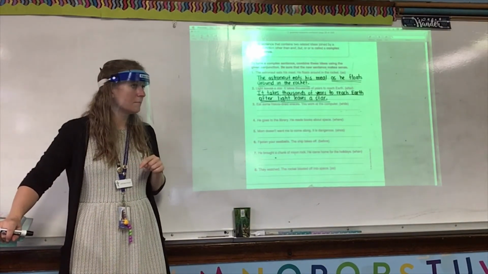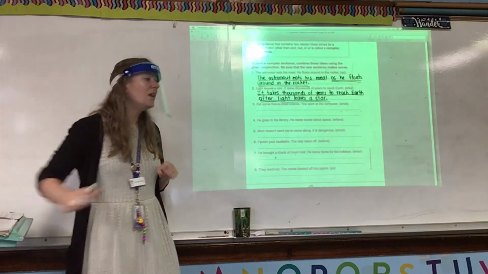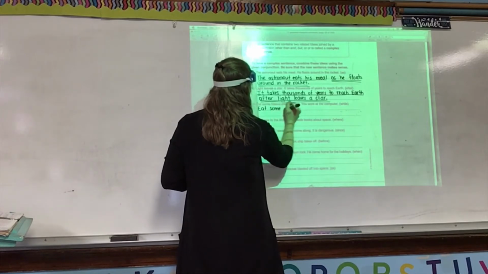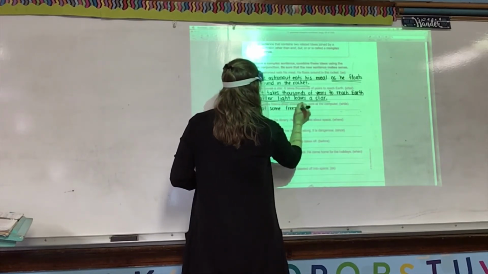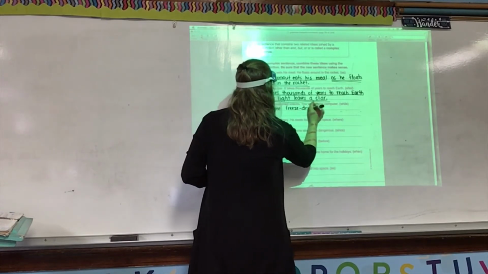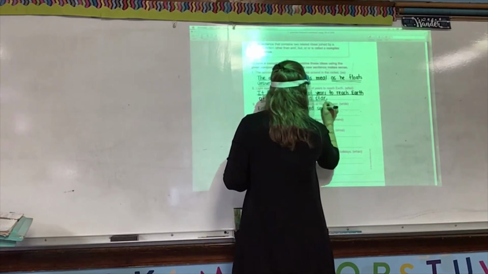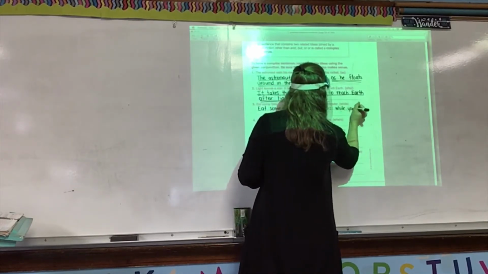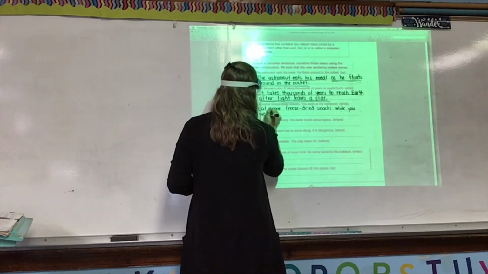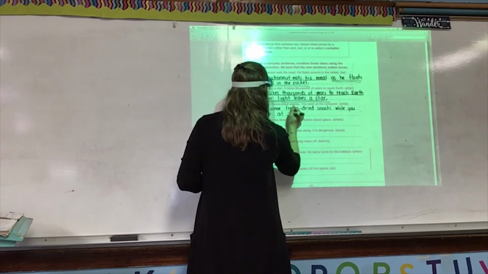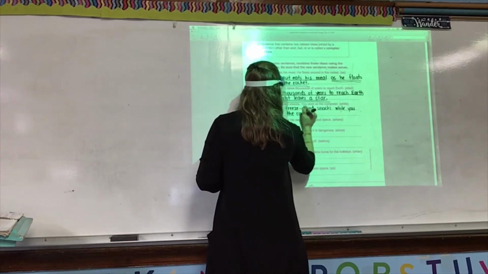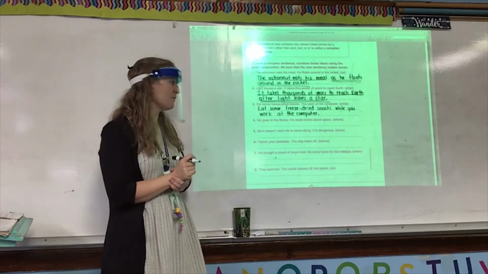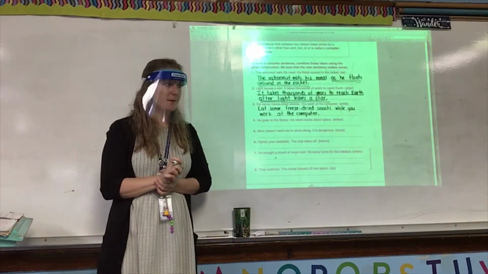Eat some freeze-dried snacks while you work at the computer. Very good. Eat some freeze-dried snacks while you work at the computer.